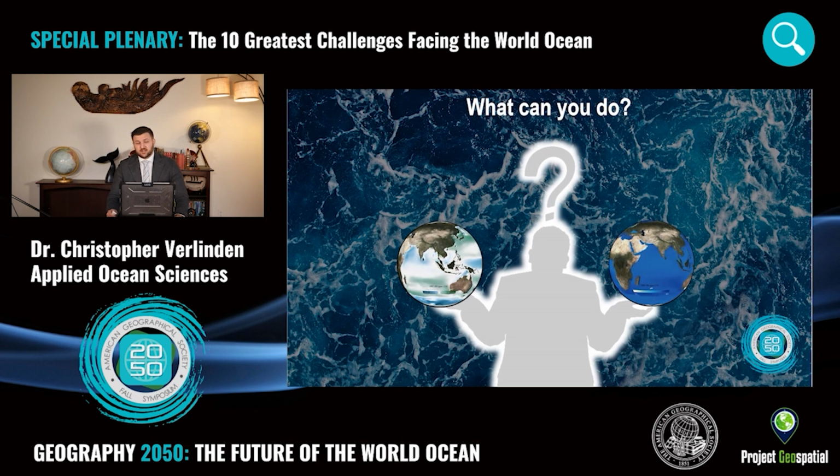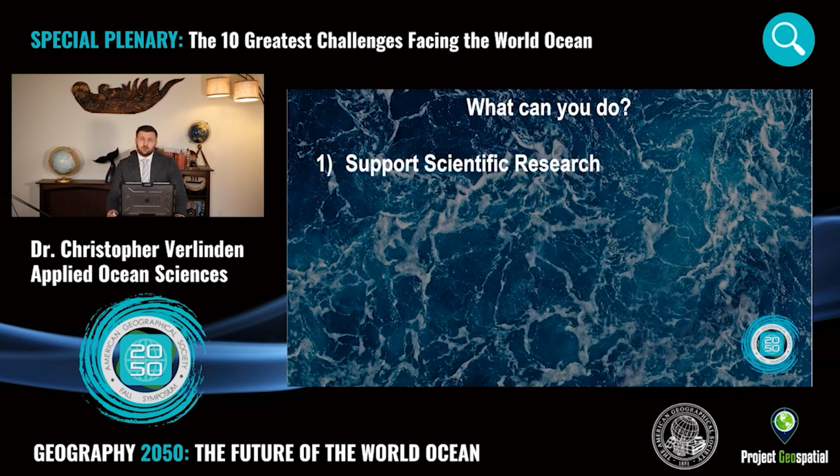Well, there's at least 4 things. The first thing you can do is support scientific research. What I mean by that is when there's a ballot on the election that says, should I increase funding or decrease funding for oceanographic research, particularly marine chemistry? The answer really needs to be increase at this point.